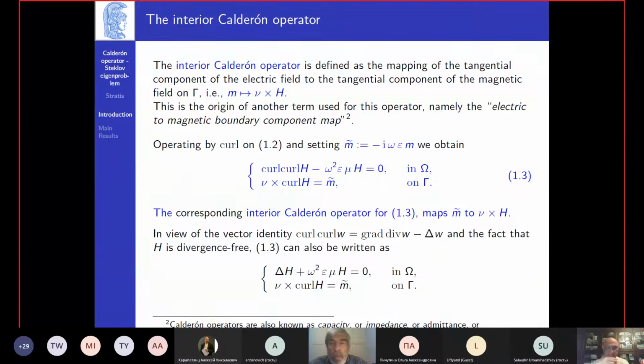And in this problem, since we are working with divergence-free fields, using this classical vector identity, we can end up with the vector Helmholtz equation for the magnetic field with this particular boundary condition that arises from the perfectly conducting boundary.